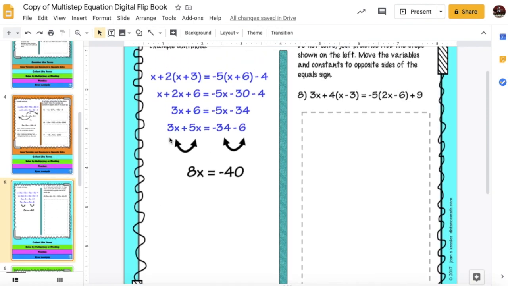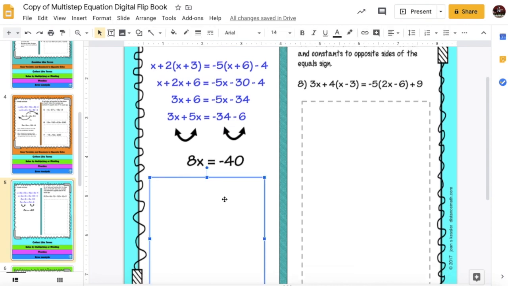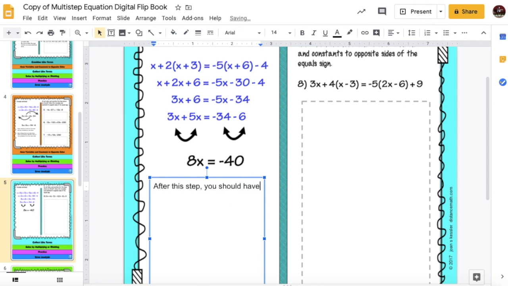So what we're doing is now combining terms again. 3x plus 5x is 8x. Negative 34 minus 6 is negative 40. So after this step, we should have one x term on one side and one constant on the other side.